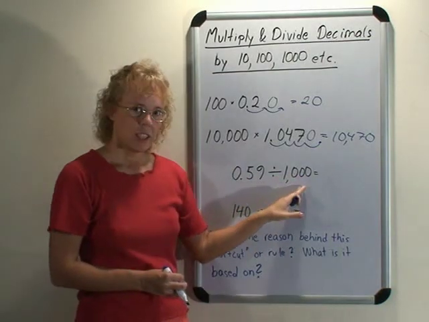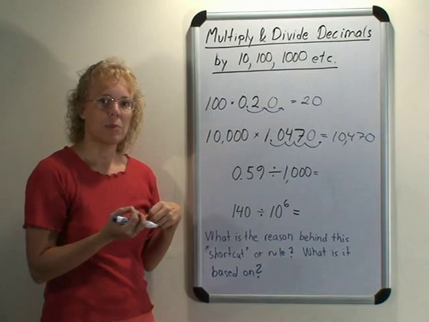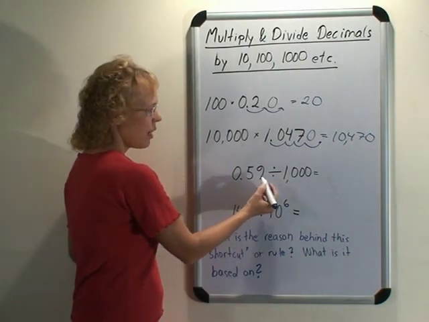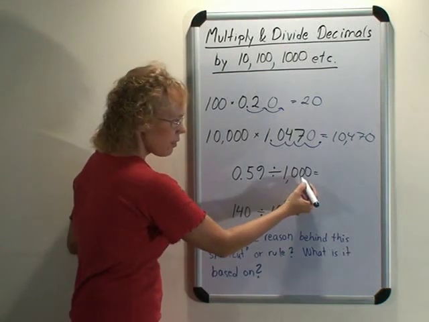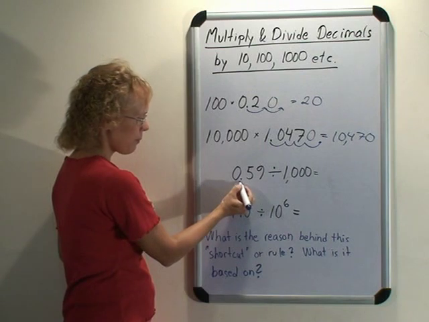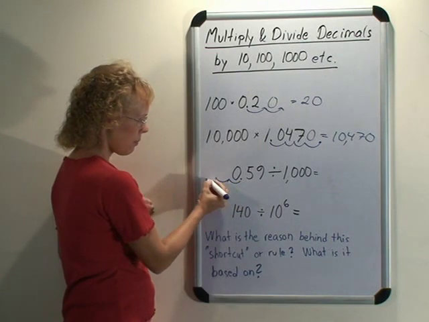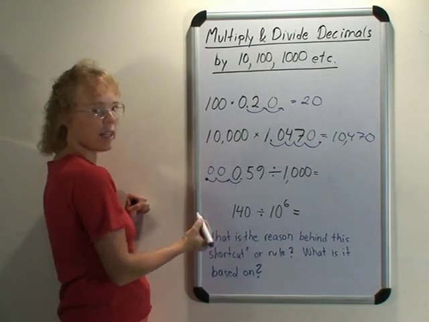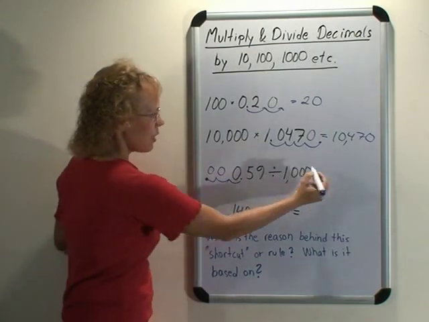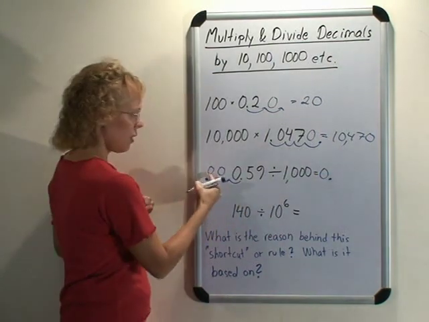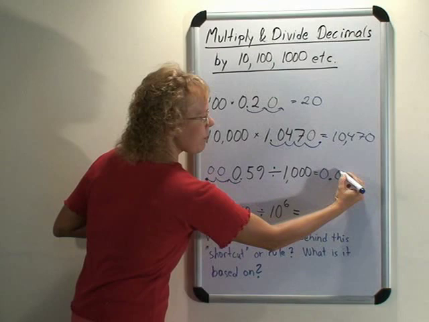With the division, the rule is the same. We move the decimal point, but now the opposite direction. 0.59 divided by 1000 is 3 zeros, so we move the decimal point 3 steps this way now. Okay, the decimal point comes here, so I need to put 0 and 0 here. And the answer becomes 0.00059.